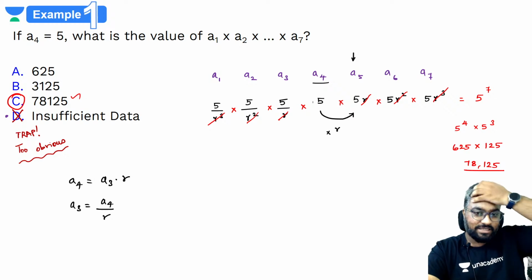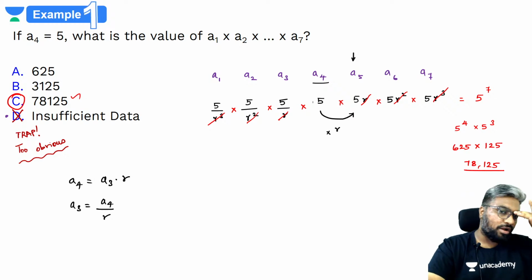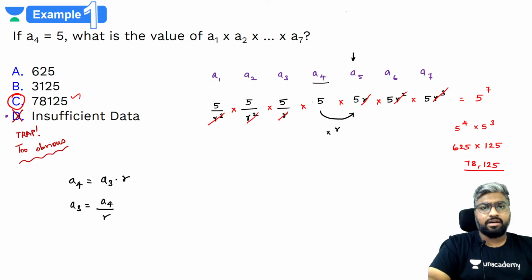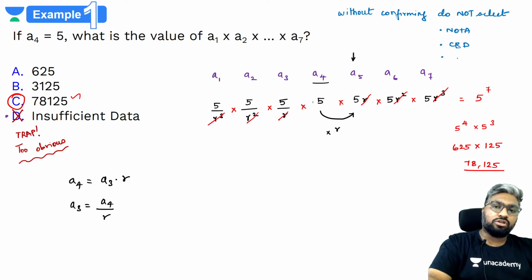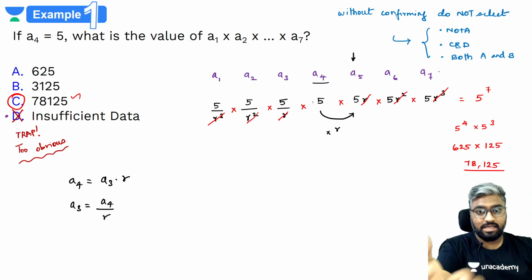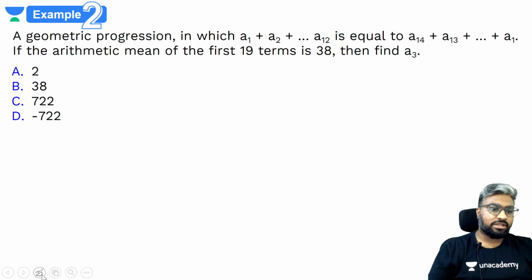ऐसे ही होता है साहिल, हर क्वेश्चन में ऐसे ही होता है कि without properly looking at all possible ways, guys, always remember, without confirming everything possible, do not select none of the above, cannot be determined, insufficient data. Also those kind of answer choices जहाँ पे बोले both A and B, ऐसे वाले जब आते हैं answer choices, right? You have to be careful. Without proper confirmation, please don't select these. ठीक है? Just like in this example. चलो next question.